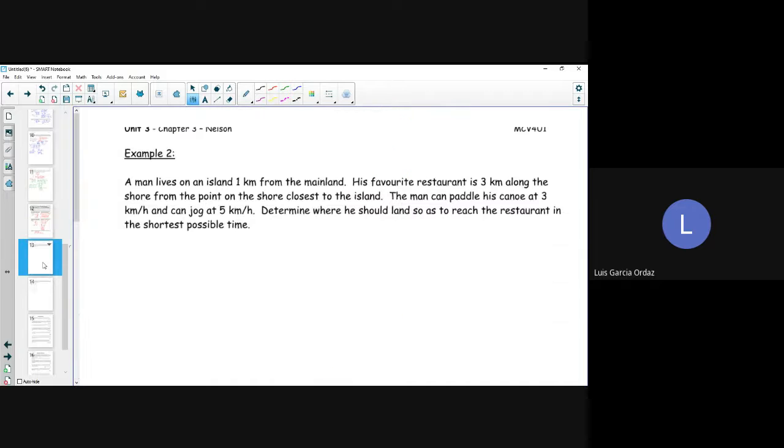Here we're going to go to our second last example, and then the last example you guys are going to do. So example 2, we have a man who lives on an island 1 kilometer from the mainland. His favorite restaurant is 3 kilometers along the shore from the point on the shore closest to the island. The man can paddle his canoe at 3 kilometers per hour and can jog at 5 kilometers per hour. Determine where he should land so as to reach the restaurant in the shortest possible time.